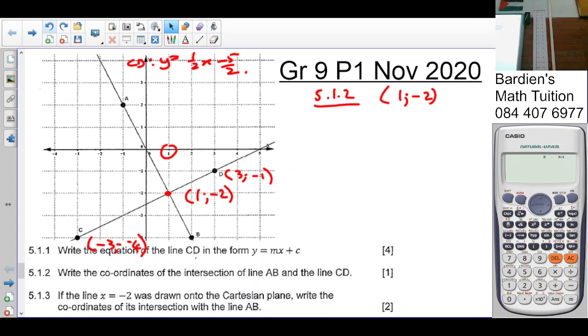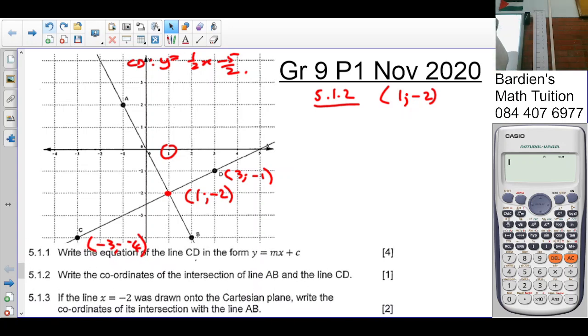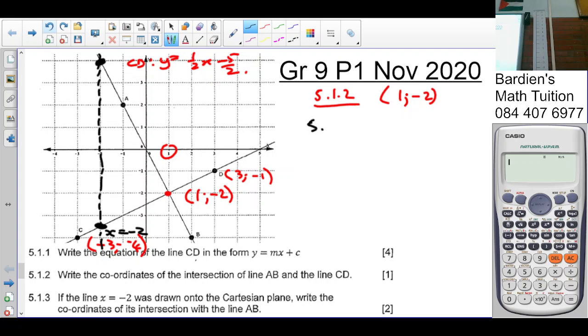In 5.1.3 we are told that if the line x is equal to minus 2 is drawn onto the Cartesian plane. Can you see it? X is equal to minus 2. You all agree that is that line. Write the coordinates of its intersection with line AB. So the line AB is this line here, not so? So the point of intersection will be there and here. Not so? So if you write that down, so it's 5.1.3.